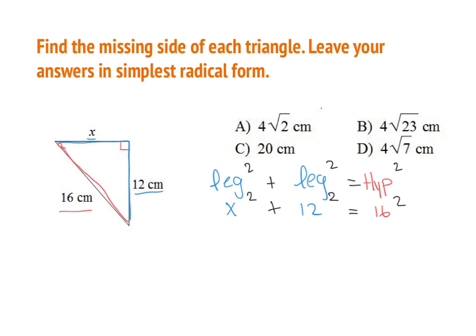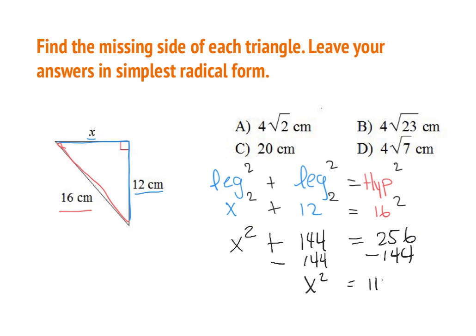So you want to plug into your formula. Leg squared plus leg squared equals hypotenuse squared. So this means I would end up with x squared plus 12 squared equals 16 squared. And then I'm going to just simplify all those numbers that are to a second power. So x squared stays the same. 12 squared is 144. 16 squared is 256. Remember to subtract. You end up with 112.